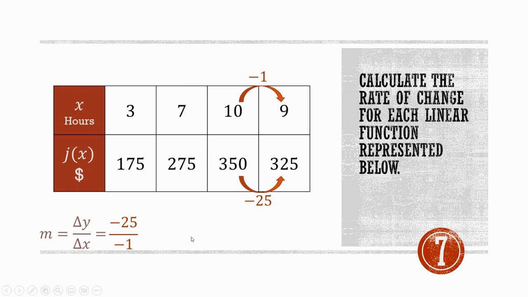Now take a second and think what you think my unit is going to be here. 25 blank. Hopefully we said dollars per hour. My Y unit is dollars. My X unit is hour. $25 per hour.